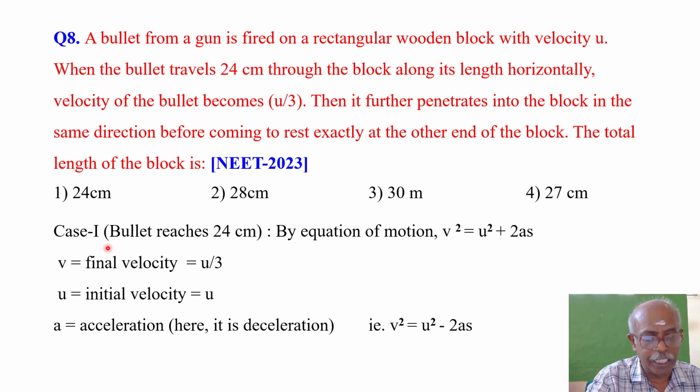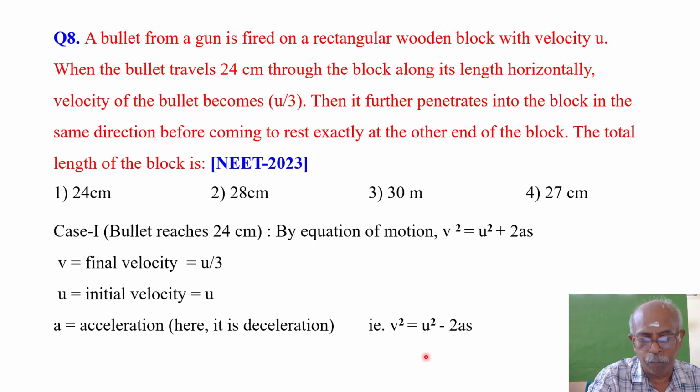So when it reaches 24 centimeter, the final velocity is u by 3 and the initial velocity is u. a is the acceleration, but here it is deceleration. Normally, in the case of acceleration, as time passes, velocity will increase, and the rate of change of velocity with respect to time is acceleration. Now, as time goes on, velocity decreases. It means the rate of change of velocity with respect to time is negative. So the equation becomes v square is equal to u square minus 2as, because a is negative.